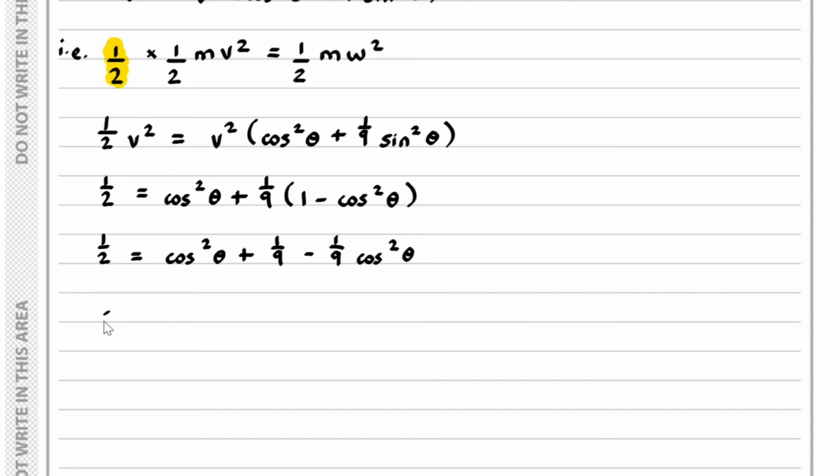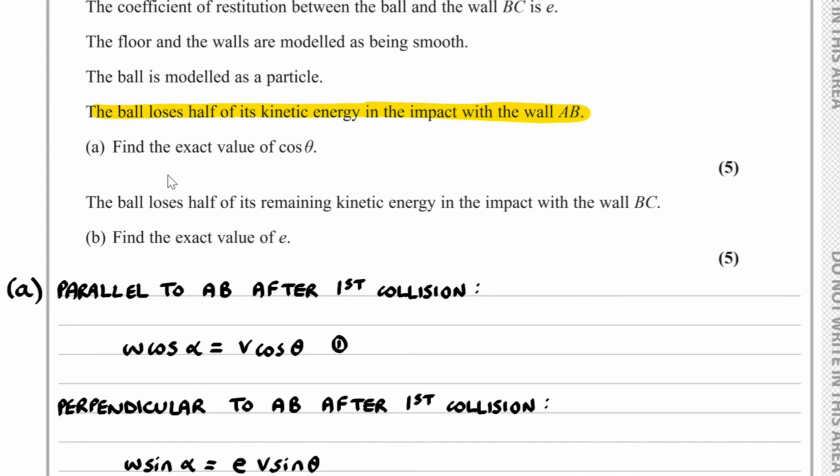And so cos squared is equal to 7/16, from which we can conclude the exact value of cos theta will equal the square root of 7 divided by 4. So we have found what cos theta is. And then the ball loses half of its remaining kinetic energy in the impact with the wall BC and we have to find the exact value of E.